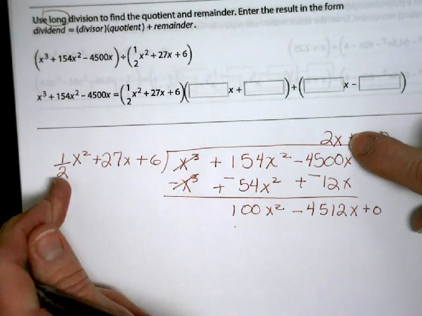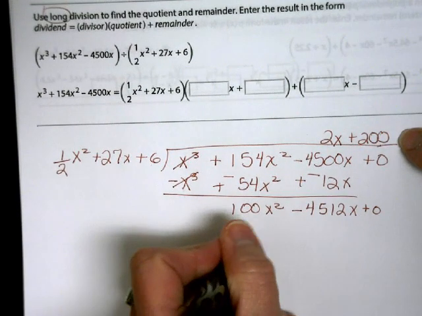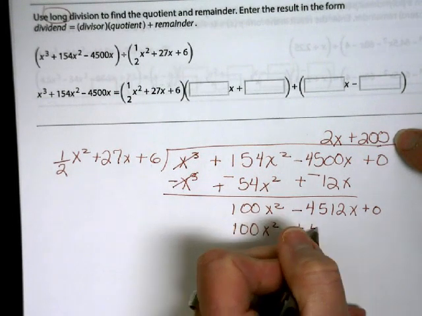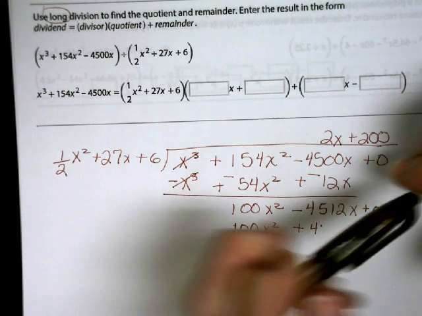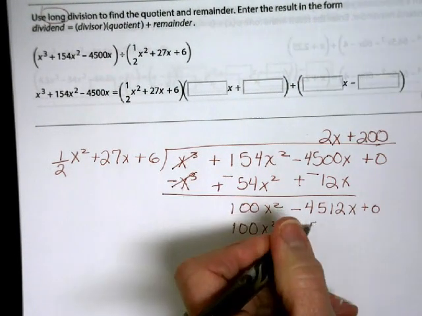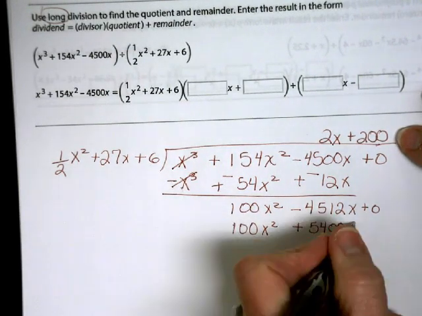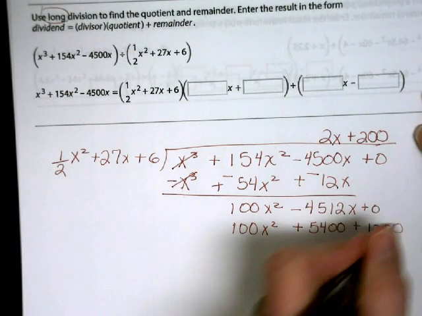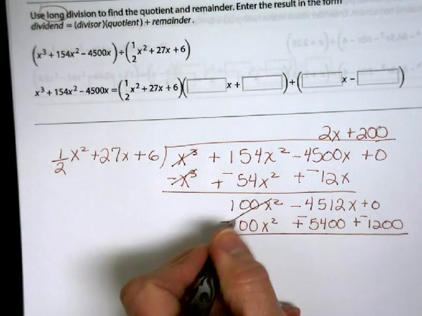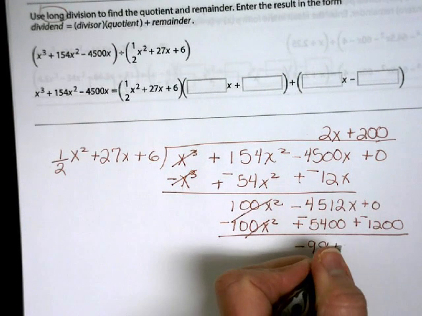So right here, 200. 200 times 1/2 is 100x squared. 200 times 27 is 5,400. Sorry. And 200 times 6 is 1,200. So I draw the line, change the signs, add down. I looked it up, and yes, this is a monster number. We did nothing wrong.